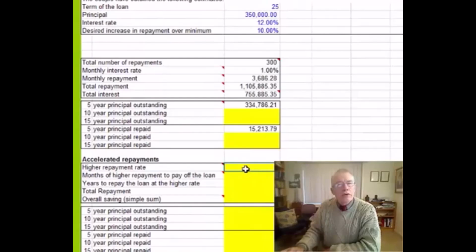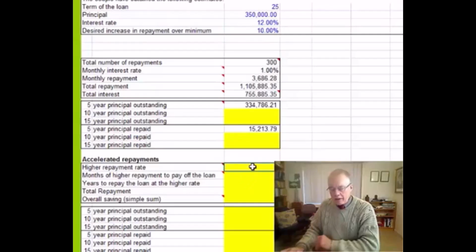I'm next going to move to the accelerated repayments. By accelerated repayments, I mean the situation where I've decided to repay my home mortgage a little bit faster by increasing my repayment above the minimum. In this case, the minimum has been worked out to be $3,686 per month, and I'm going to repay it at a 10% higher amount.